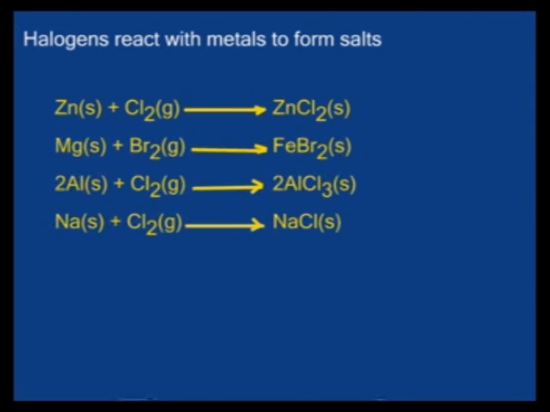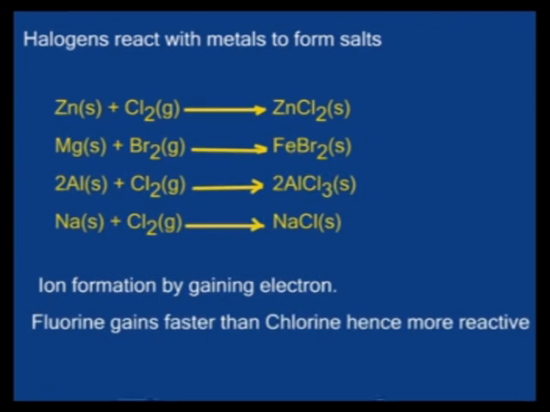Reactions, we said, occur by formation of ions. On their part, halogens form ions by gaining electrons. We have also said that the incoming electron experiences repulsion from the already existing electrons. In chlorine with 17 electrons already present, the repulsion is greater than fluorine, which only has 9. Thus, it is easier for fluorine to gain an electron than chlorine. Hence, fluorine forms ions faster than chlorine, and hence the reaction is faster than in chlorine.